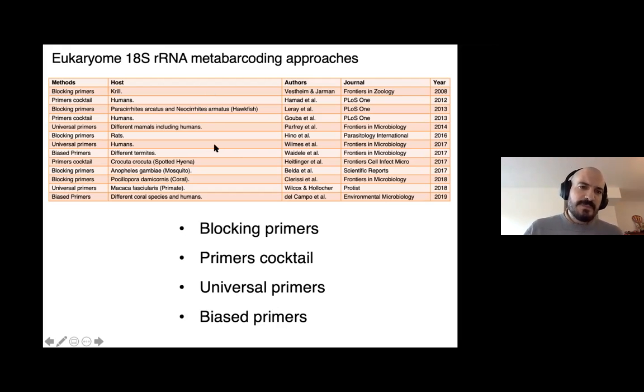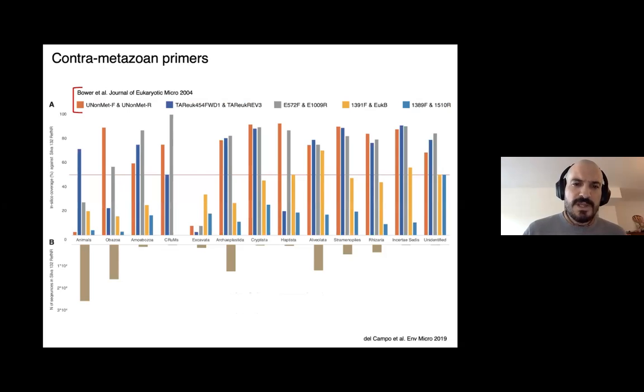In these 13 papers, different strategies have been implemented, like using blocking primers, using primer cocktails, using universal primers. None of them have been very successful, and we came up with an alternative approach that has been very useful to explore this microeukaryotic diversity using an amplicon sequencing strategy, the same one that has been used since 2012 to study the microbiome.